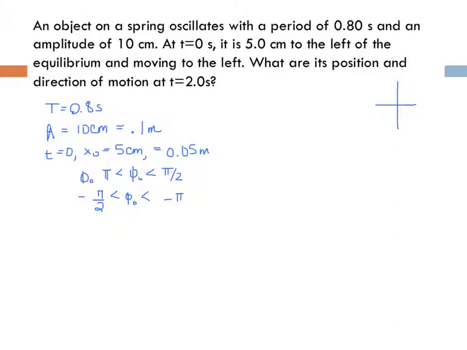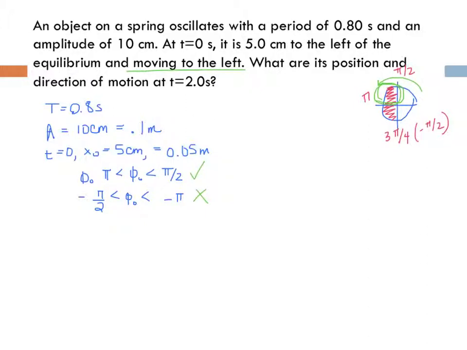So again, what I'm referring to, if this is our unit circle, it is to the left of equilibrium, which is here in the middle, it has to be in either of these two shaded areas, which is pi over 2 to pi or pi to negative pi over 2. It has to be one of those two areas because it is to the left of the equilibrium. But now it's telling me that it's also moving to the left. So if it's moving to the left, it has to be on the top part of this circle. That means that we have narrowed it down to just this top section. So my phi naught has to be between pi over 2 and pi.